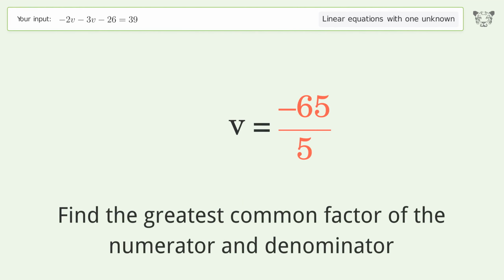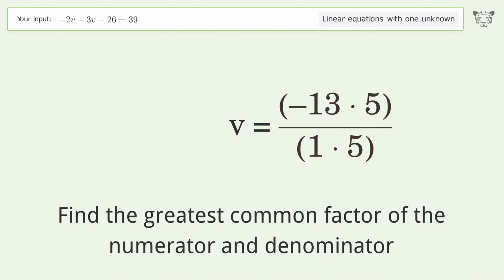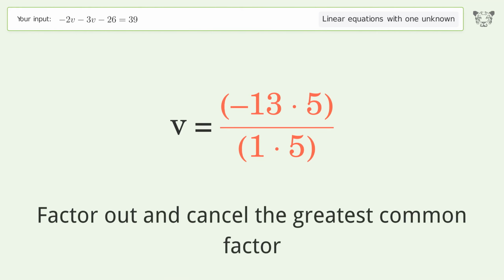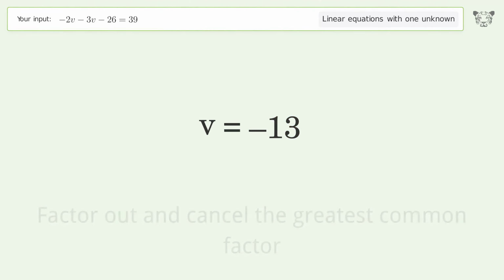Find the greatest common factor of the numerator and denominator. Factor out and cancel the greatest common factor. And so the final result is v equals -13.